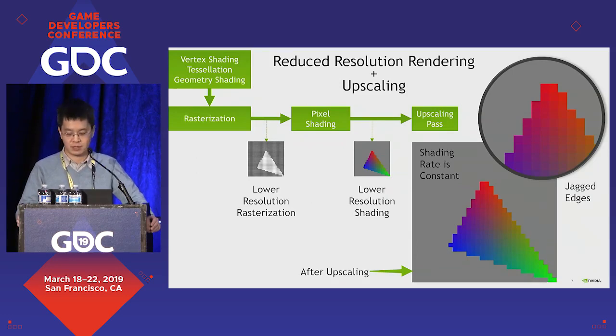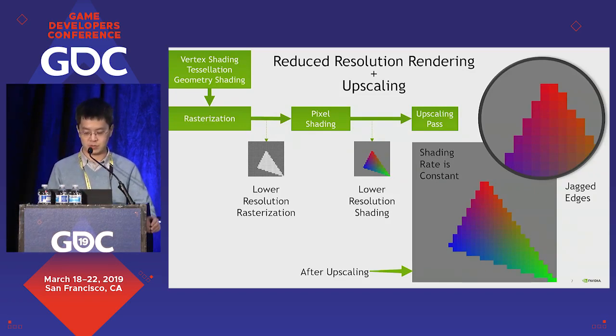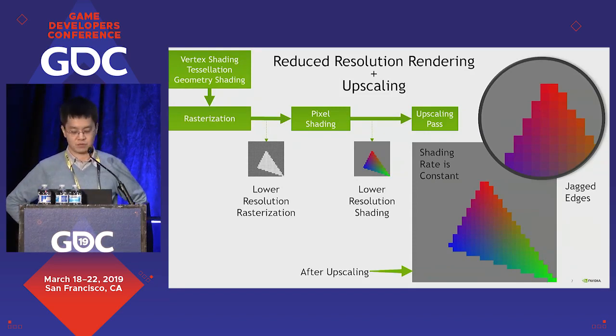Before I explain how that works, let's take a step back and look at an existing common approach that we've been using to save shading costs, which is reduced resolution rendering. In that, we render into a low resolution frame buffer. That means the rasterization happens in low res and shading happens in low res. Then we upscale the result to full target resolution. And this clearly does save us some shading costs. But the downside is that you can only shade things at a fixed rate, and your visibility sampling rate is lowered as well, which causes jagged edges.